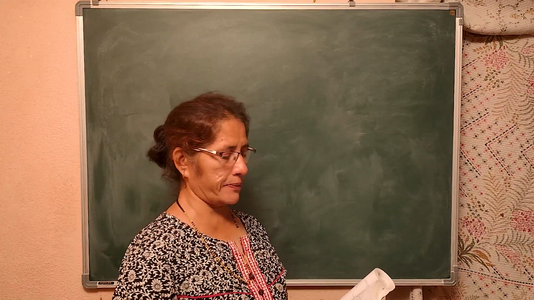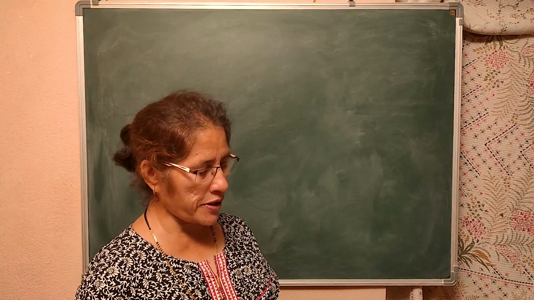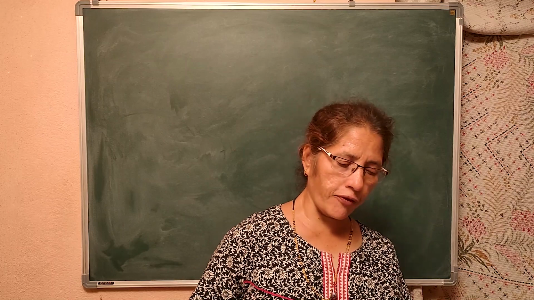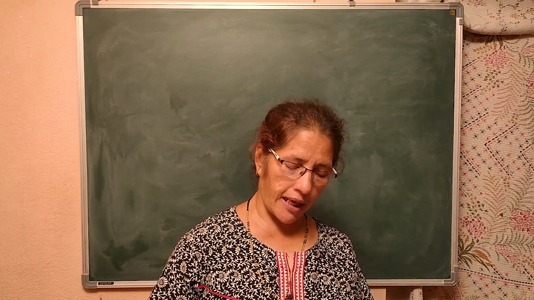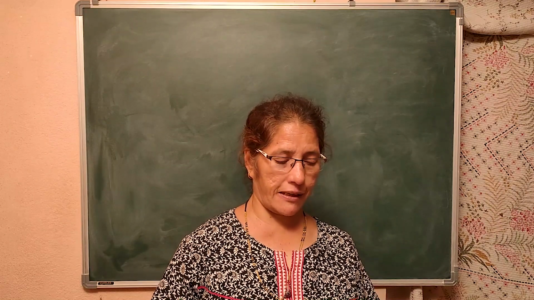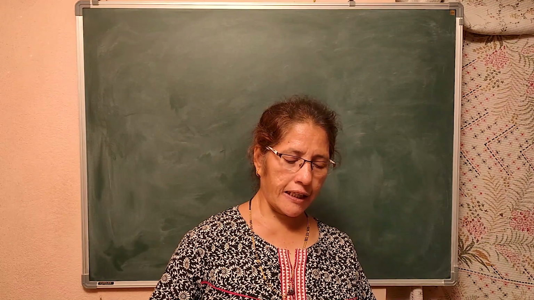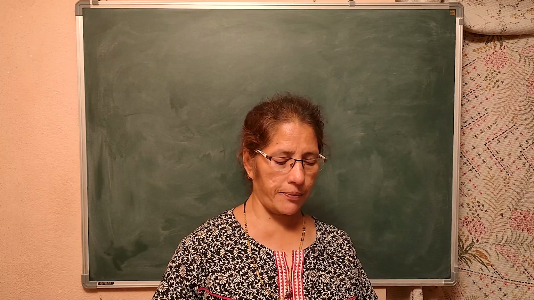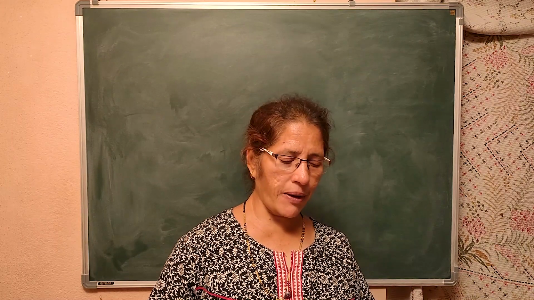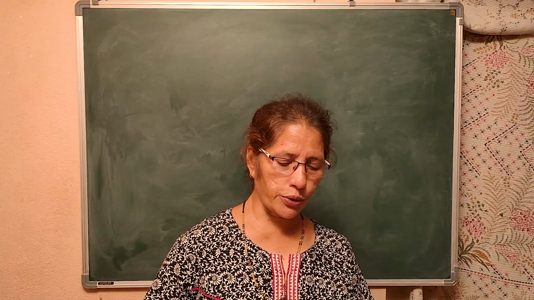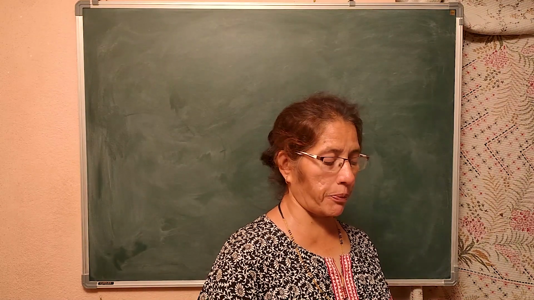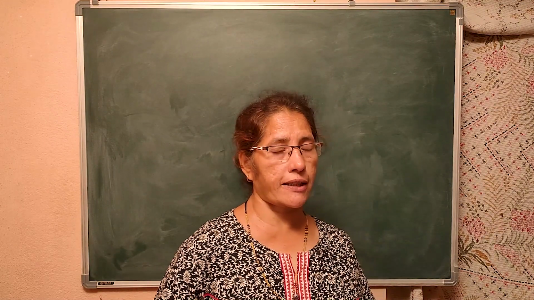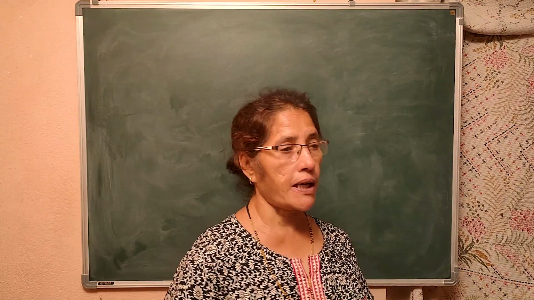ABCD is a trapezium with AB parallel to DC. E and F are the points on the non-parallel sides of ABCD, AD and BC, such that EF is parallel to AB. Show that AE by ED is equal to BF by FC. ABCD is a trapezium. They have given the figure also. Otherwise also you can draw the figure.